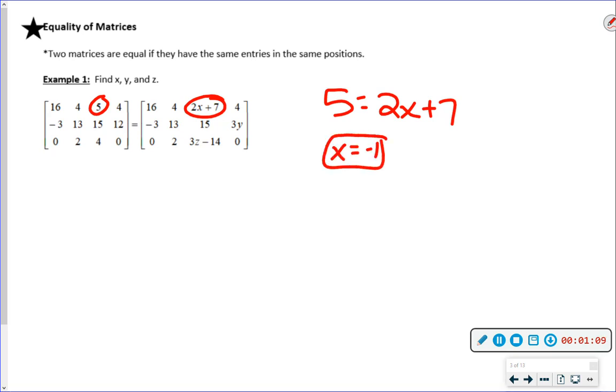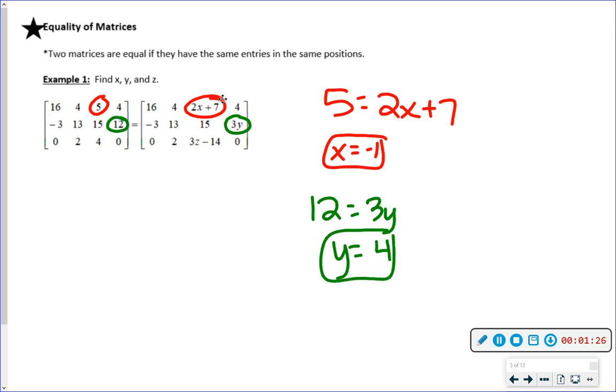Okay. Then I'm going to get wild and do y. Well, 3y corresponds to 12 in the other matrix. You can probably do that one in your head. Y is 4. Not even sure why I'm writing the 12 equals 3y, but I just thought I would.